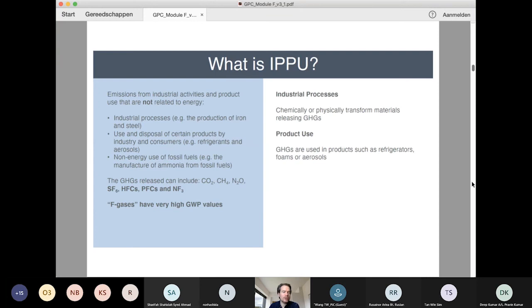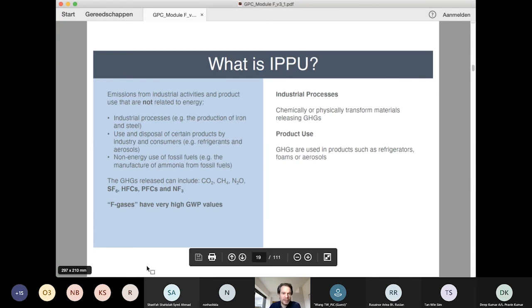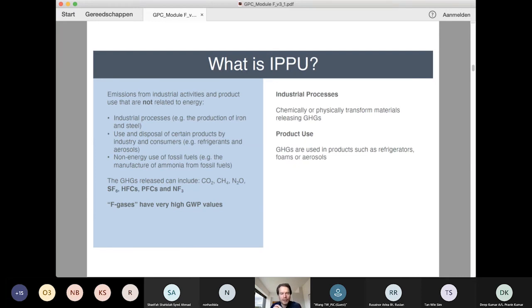And whereas before, when we were looking at CO2 and methane and nitrous oxide, we know methane is 25 times more powerful than CO2, N2O around 300 times. Well, these F gases can be 1,000, 10,000 times more powerful. So they're much more powerful, but luckily their quantities are very small because they do tend to be industrial chemicals.